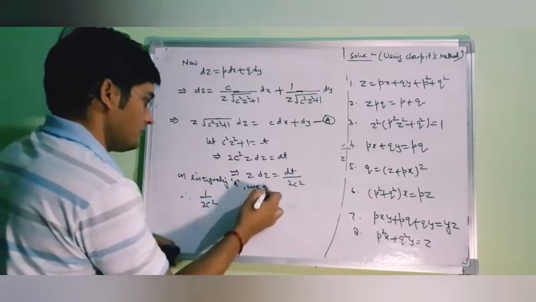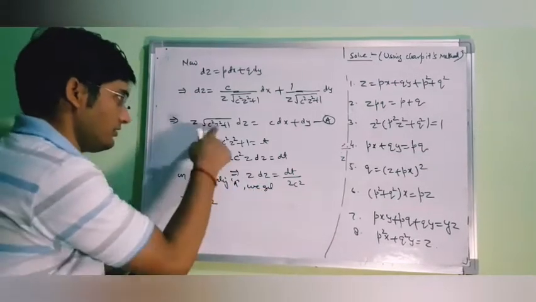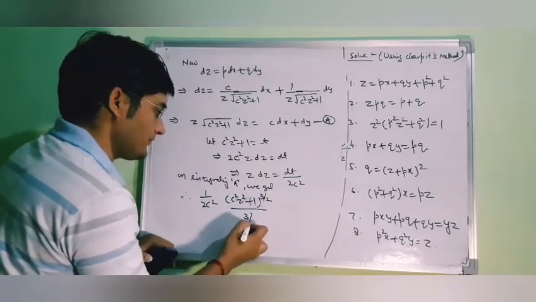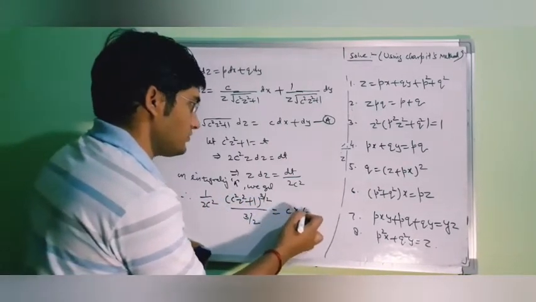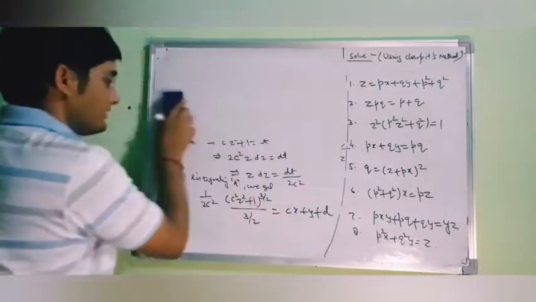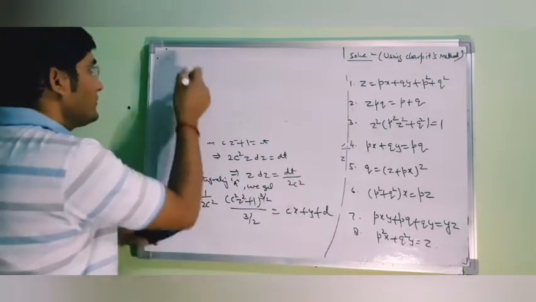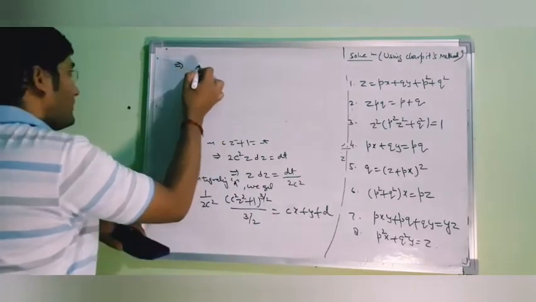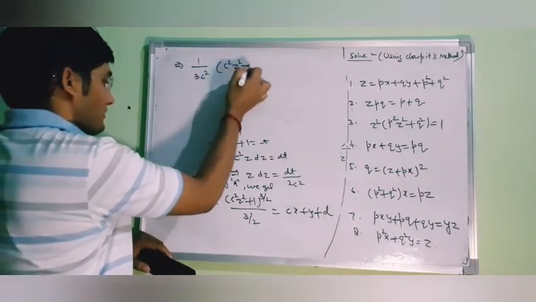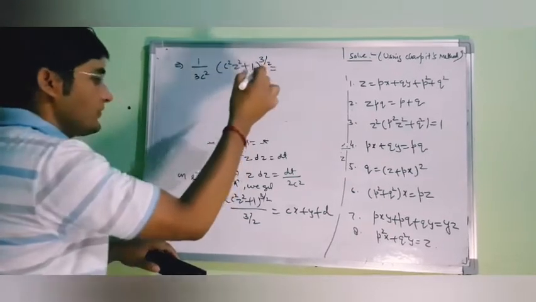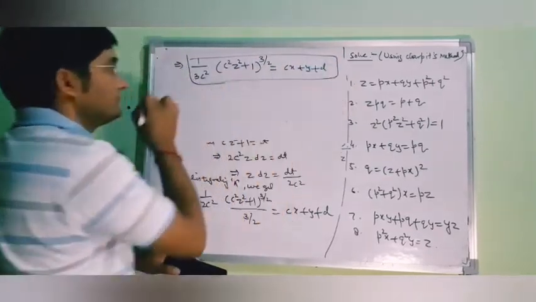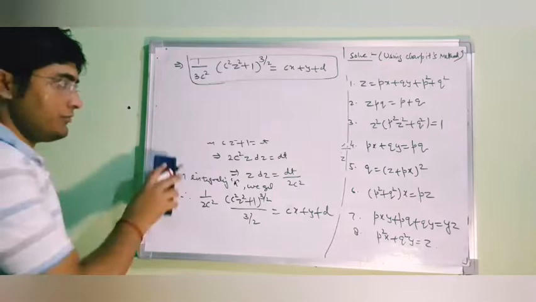we get, so on integration we will get, now integration of this term will be c square z square plus 1 power 3 by 2 upon 3 by 2 equal to cx plus y plus some another constant of integration, say d. So this is your answer, and we can write it as, this 2 is cancelled. So we will have 1 upon 3c square, c square z square plus 1 power 3 by 2 equal to cx plus y plus d. So this is your answer. So we have solved the problem number 3.